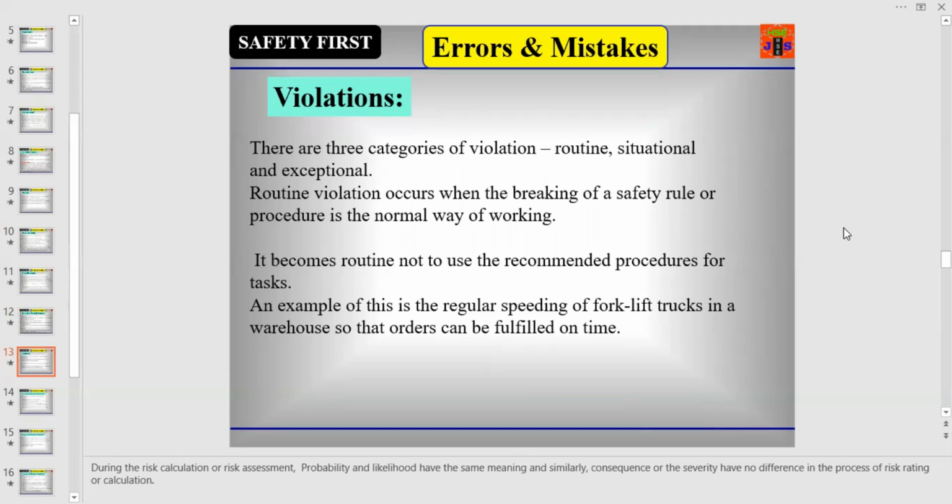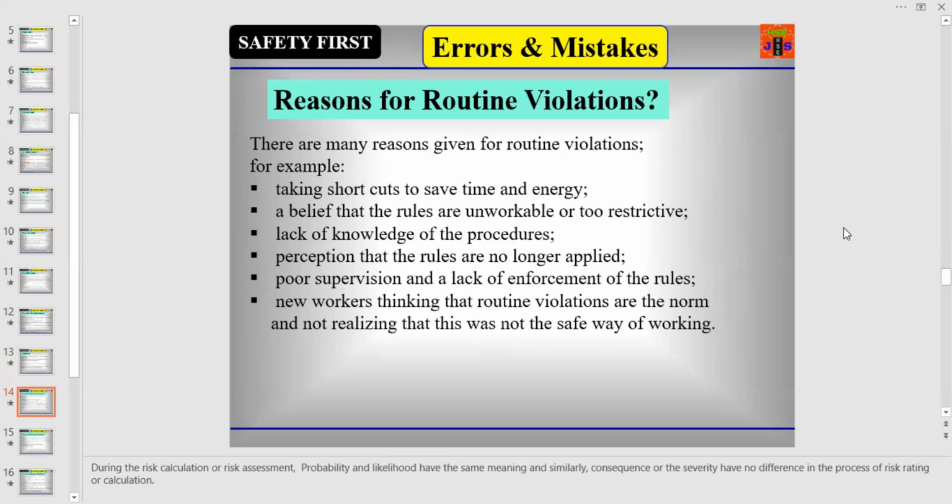An example of this is the regular speeding of forklift trucks in a warehouse so that orders can be fulfilled on time, promptly, and quickly. Do you know the reasons for routine violations? Taking shortcuts to save time and effort or energy. A belief that the rules are unworkable or too restrictive, lack of knowledge of the procedures, perception that the rules are no longer applied, poor supervision, and a lack of enforcement of the rules.